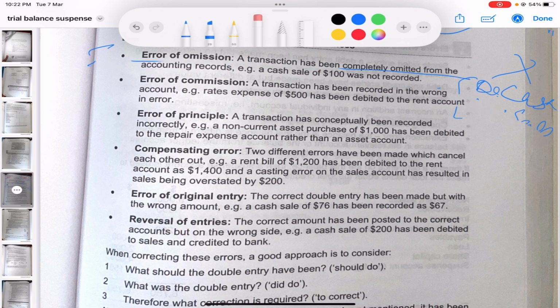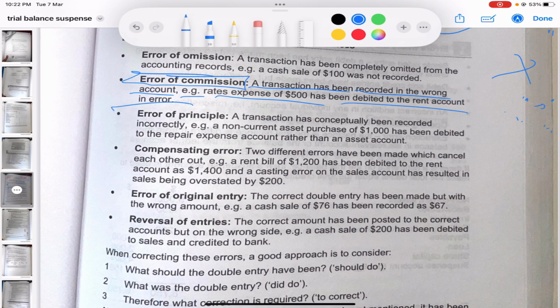Now we have error of commission. What is error of commission? Think about it. A transaction has been recorded in the wrong account. Example, rates expense 500 has been debited to the rent account in error. So we had to debit one account, but instead we have debited another account. Either way, an account got debited. So even if it's in the wrong account, it has still been debited. So in my final value of trial balance, my value is still going to be the same, right?